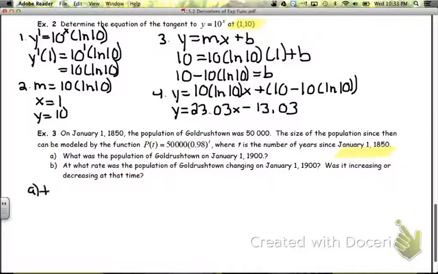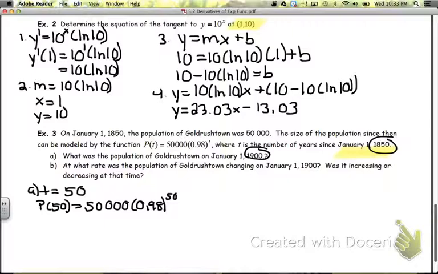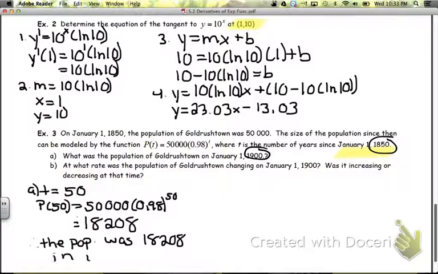So in A here, t is equal to 50. And that can be found just by minusing our 1900 minus our 1850. So we're going to sub that value in for our t in our equation. So we have 50,000 times 0.98 to the power of 50. And when we do our calculations, we get approximately 18,208. So therefore, the population was 18,208 in 1900.